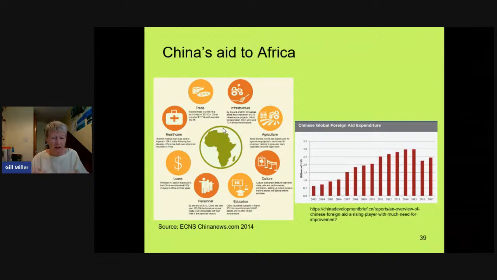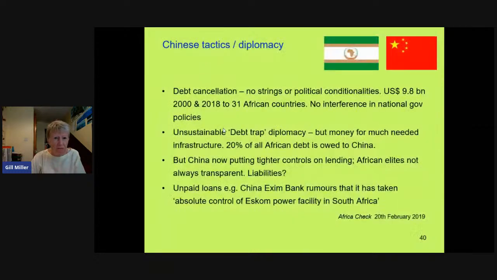China has money. China, like any other global power, has aid, and here you can see the different types of aid which China is giving to Africa. The foreign aid budget has increased over the years. You can see the graph there. So it's becoming a player in terms of expenditure. Good news, but actually, it works differently to the Western aid because it's fairly free flowing.